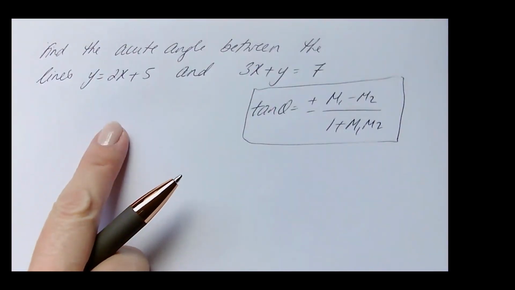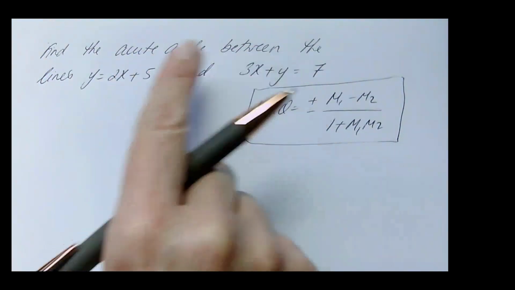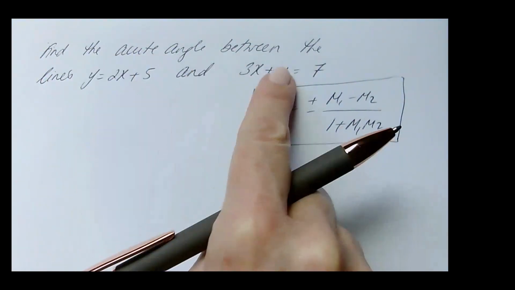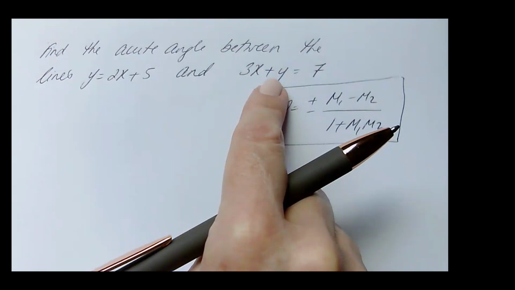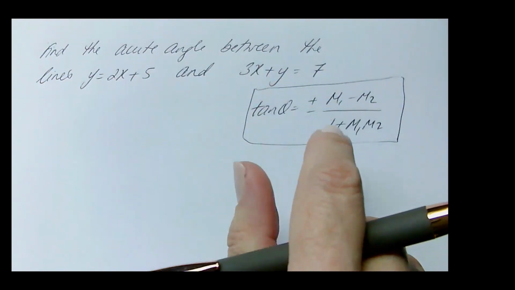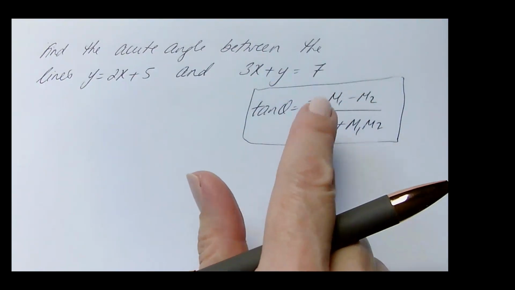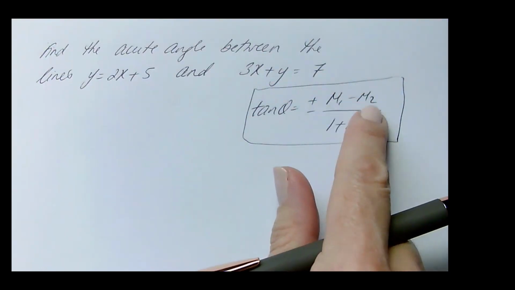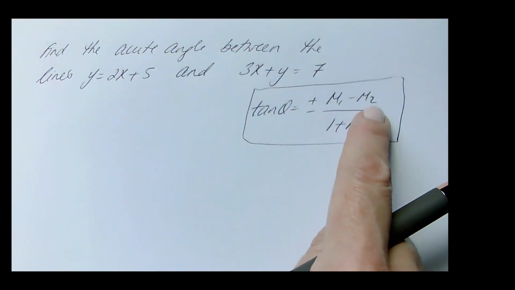Okay, so let's have a look at this question here. Find the acute angle between the lines y equals 2x plus 5 and 3x plus y equals 7. So I've just written my formula here to one side. Again, the two bits of information you need to be able to use this formula are M1 and M2, the slopes of the two lines.